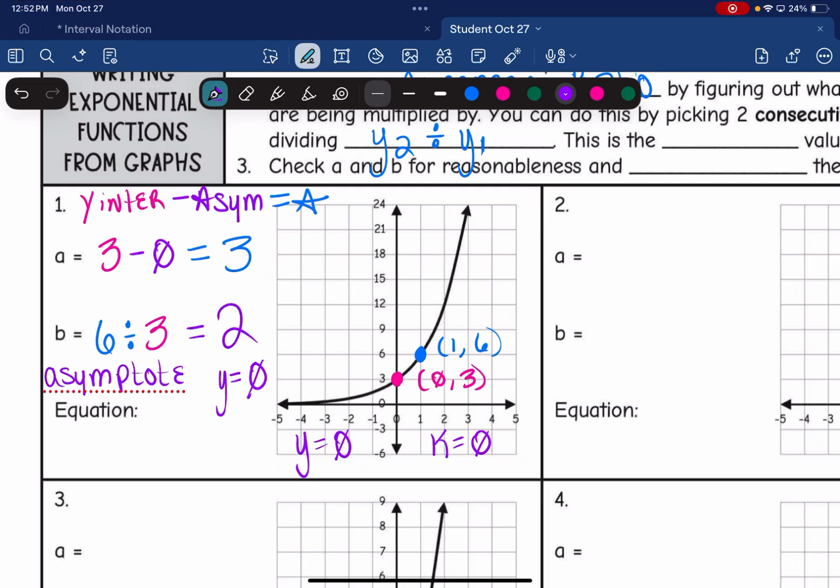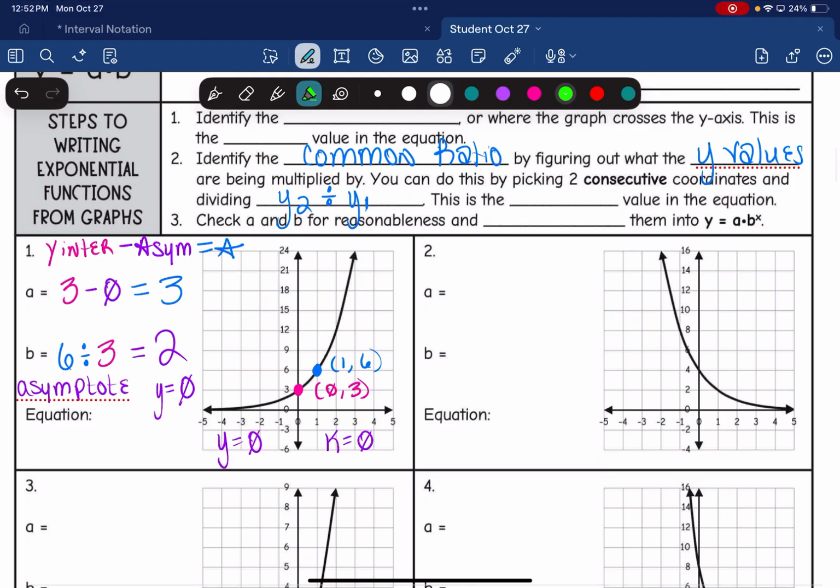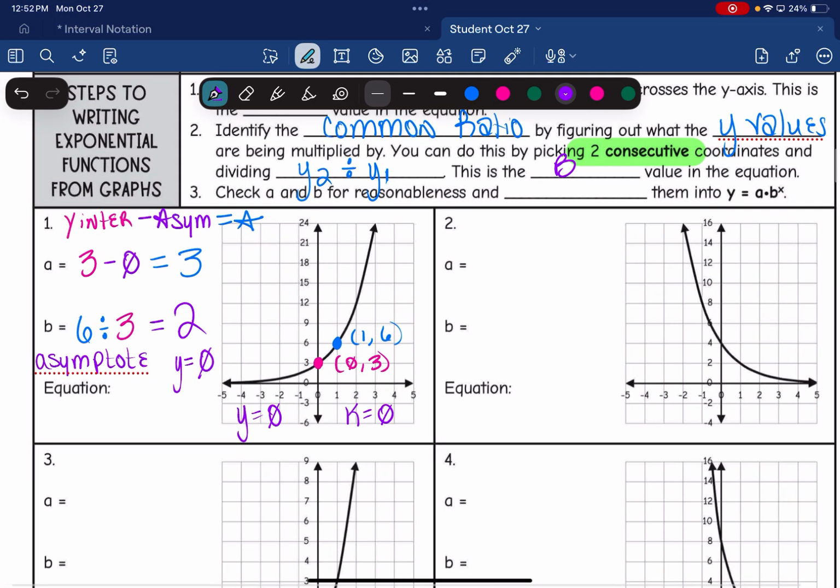You have to pick 2 consecutive points. That is how we'll determine what our b is in our equation. And it's easier to do the y-intercept and 1 and whatever your y value is. So my equation is y equals 3 times 2 to the x power.